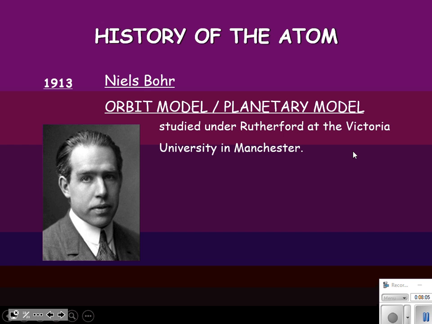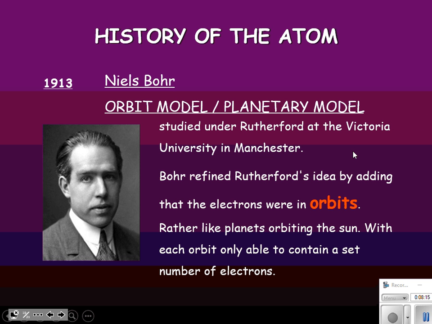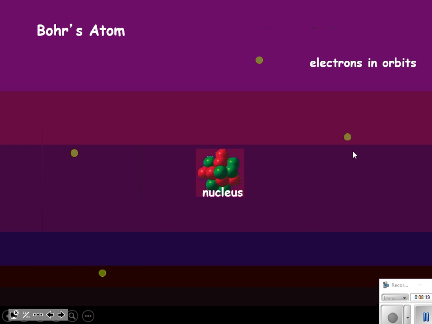You can see that Bohr was studying under Rutherford at the time. He was working with Rutherford at that time. The electrons had orbits. So if you see those electrons spinning around the nucleus, that is exactly what Bohr thought in his model of the atom.